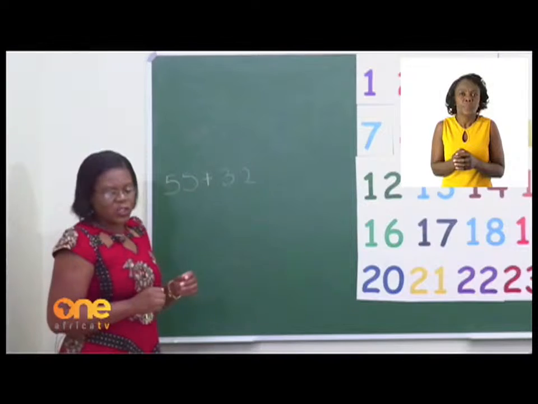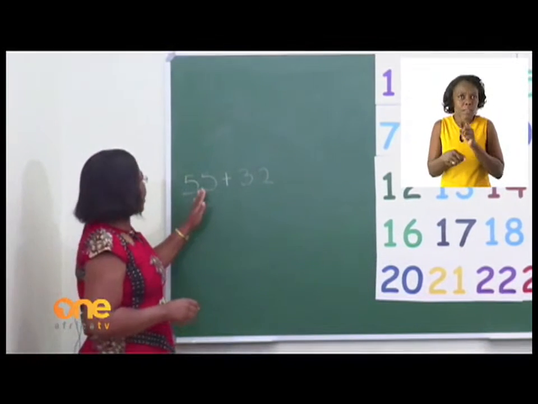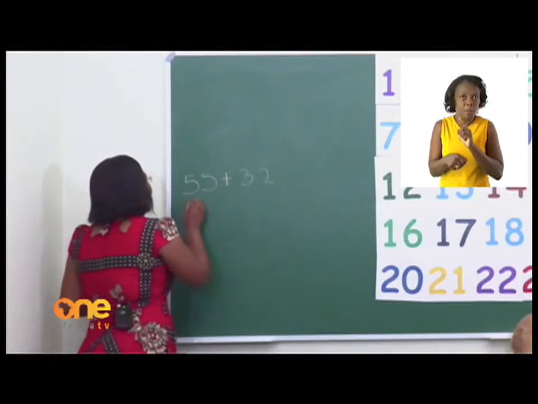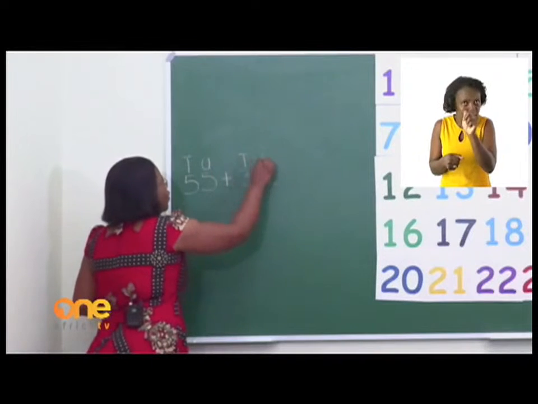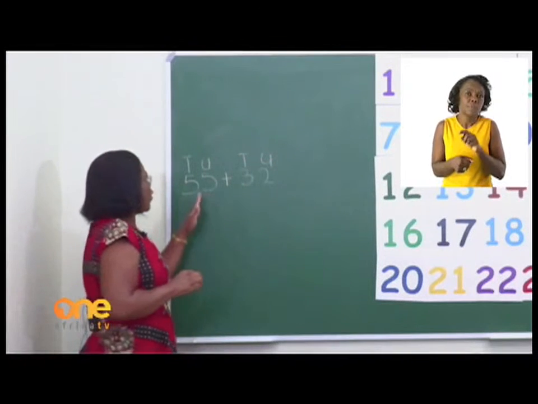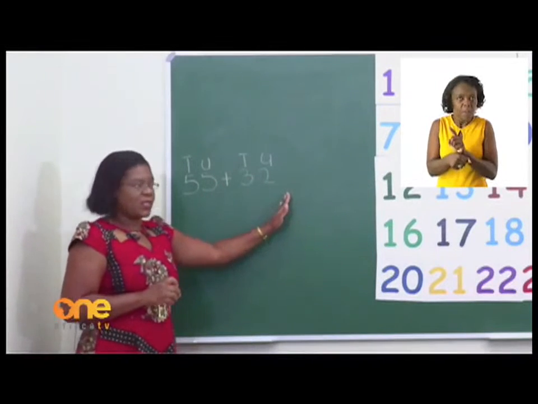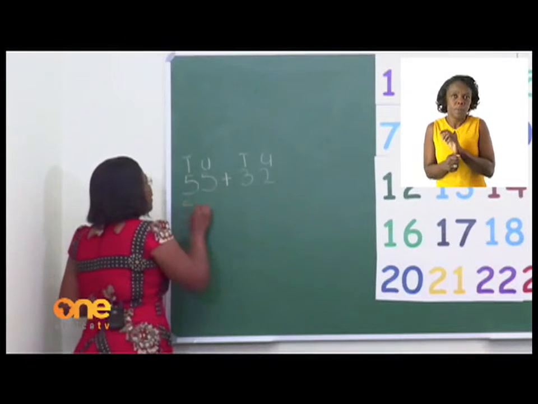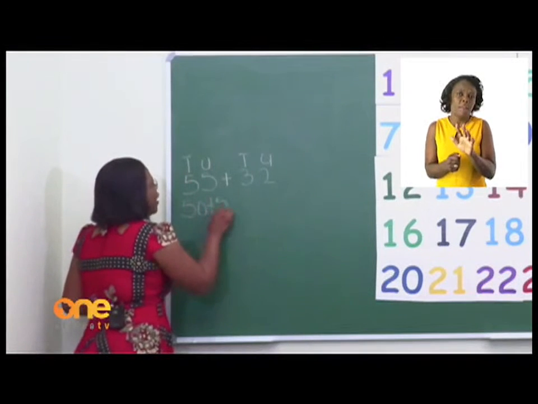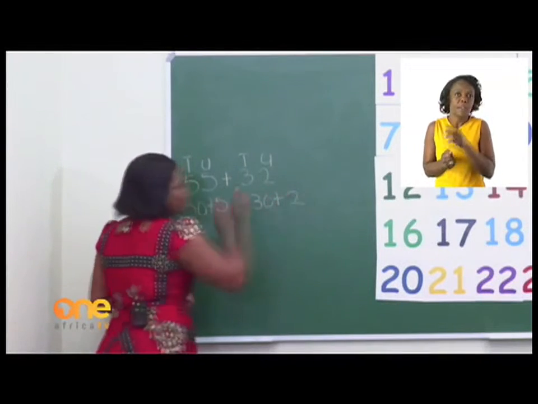The first thing we are going to do is break it down first. So in 55, remember, we have the place values. Don't forget the place values. So we are going to first add the tens and then we add the units. So we break it down first. 55 will be 50 plus 5. And here we are going to have 30 plus 2.